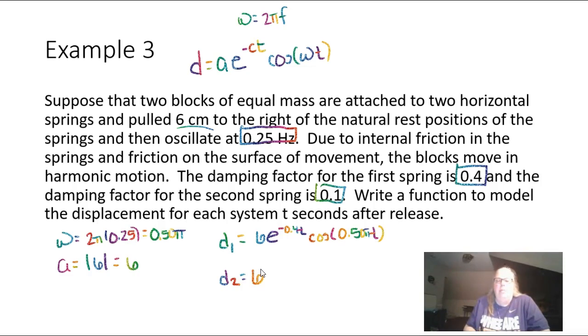D2, it's going to have the same amplitude times e. This time our damping constant is going to be 0.1 times t. And then we're still going to have the cosine of 0.5 pi times t. And here are my 2 models to describe the displacement for each one of those springs.